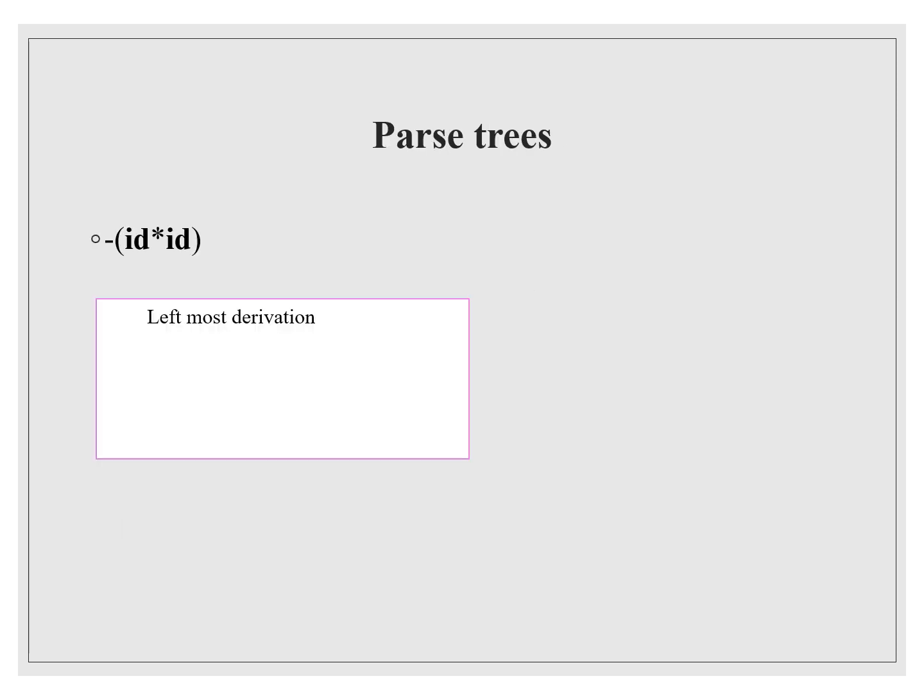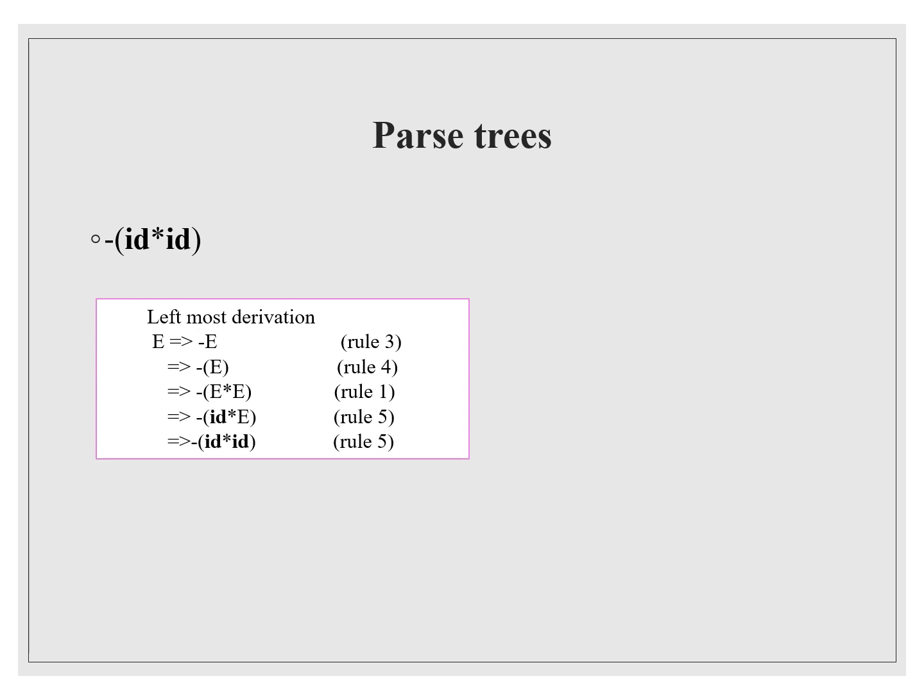Now consider the parse tree. How to generate the parse tree for the example minus id star id. See, this is the leftmost derivation. We can choose leftmost or rightmost derivation, no problem here. So E derives minus E. E derives minus bracketized expression. E derives, here we'll choose minus E, E plus E star E, ID star E, ID star ID.